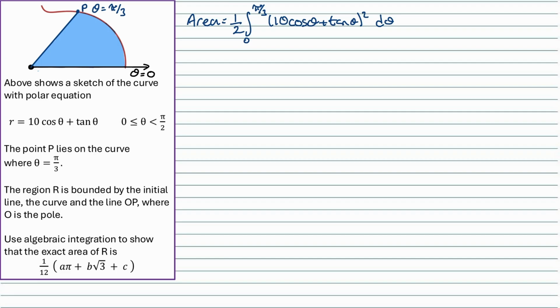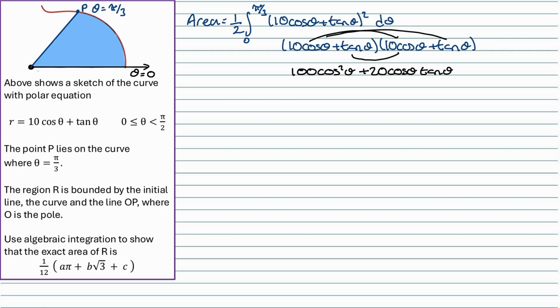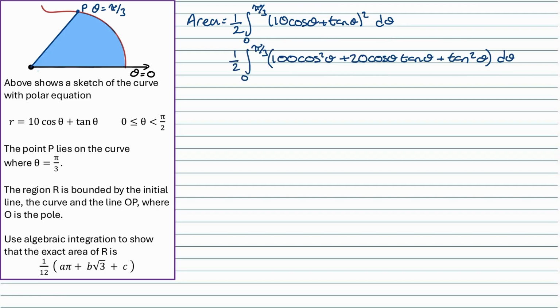The first thing we'll do is expand out these brackets. We'll get 100 cos squared theta. Then we'll have the 10 cos theta tan theta plus another pair here, so this will give us 20 cos theta tan theta. And then we'll have the tan theta times tan theta to give us tan squared theta. I'll rewrite the integral with this expanded form. At this point, we can expand out the half, so we'll multiply the half by 100, half by 20, and the half tan squared theta.